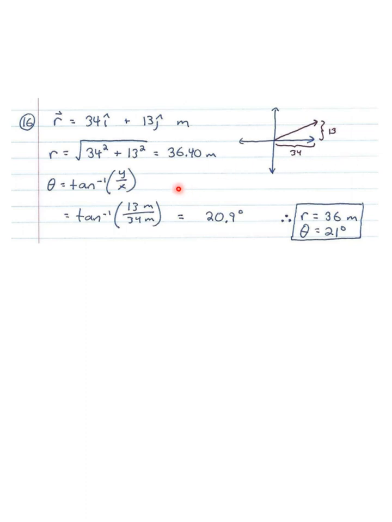The angle is the arctan of y over x, so 13 meters over 34 meters. We'll take the arctan of that and get 20.9 degrees. Now we always want to make sure that it fits the picture, meaning that we're in the right quadrant. And so we look back into the picture, it's a quadrant 1 angle. It looks about 20.9 degrees as opposed to being off in quadrant 3, and so we don't have to adjust by adding 180 degrees. So in the end, we have the magnitude and the angle. Here I've rounded off to the nearest digit. So r equals 36 meters and theta is 21 degrees.